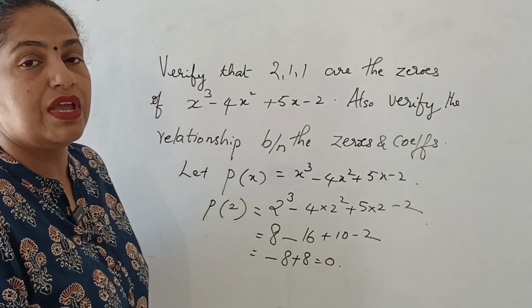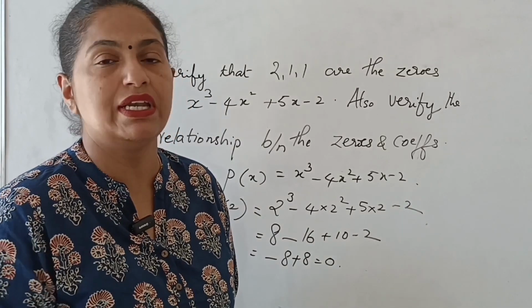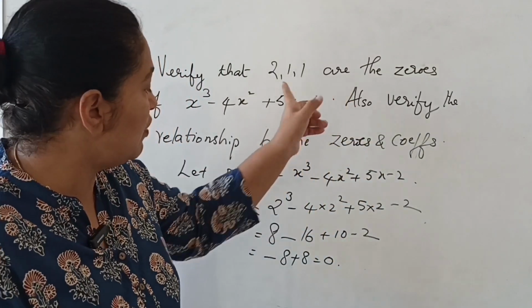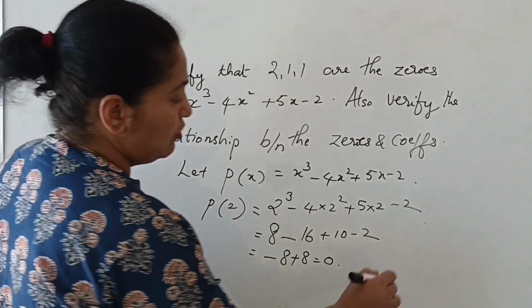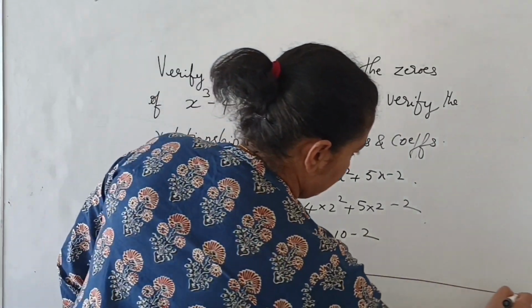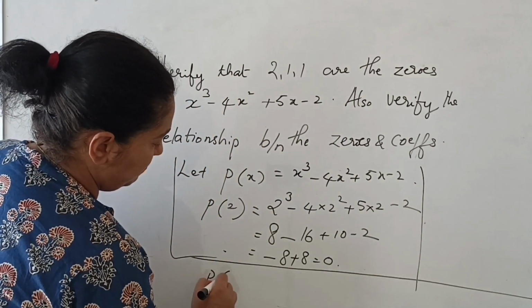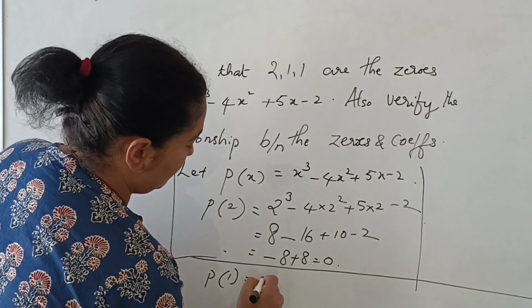It's a 0. So you can see that 2 is definitely a 0 of this given polynomial. Now let us substitute 1 over here. So this is done. Okay. Now you need to find p of 1. What do you get for p of 1?